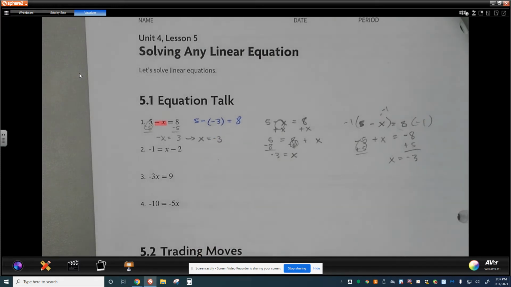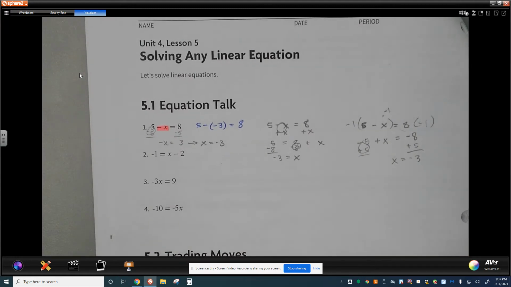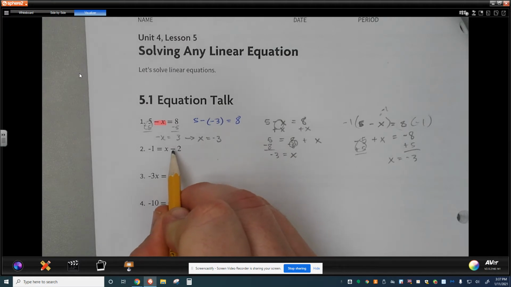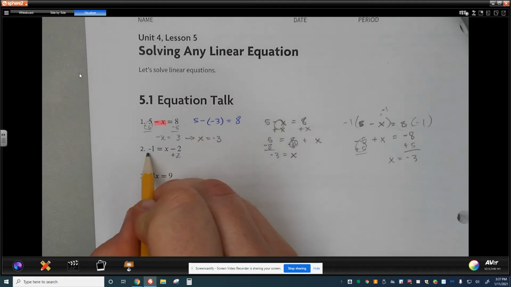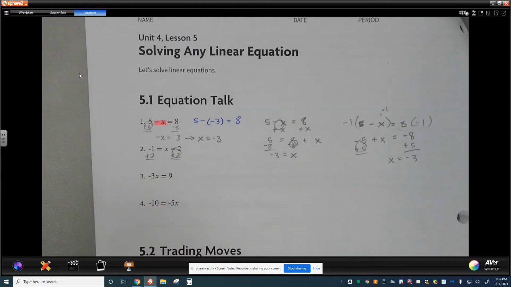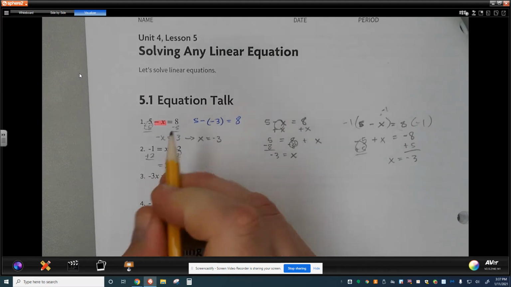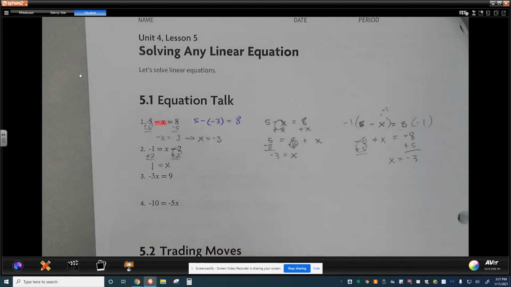The rest of these should go a little quicker than that, but that was one I wanted to put out there because, like I said, there's a lot of mistakes that happen in those situations. Number 2, we want to eliminate this constant of minus 2 to get the x all by itself. We would add 2 to the expression on the right, add 2 to the expression on the left to maintain equality in the equation. Eliminating there, leaving us with an x, and negative 1 plus 2 is equal to positive 1.